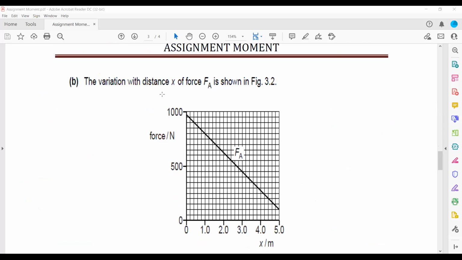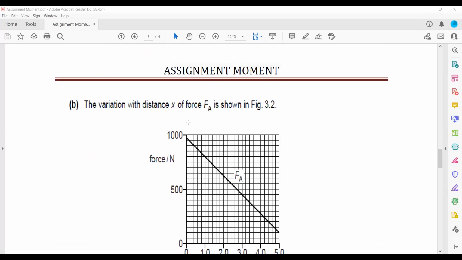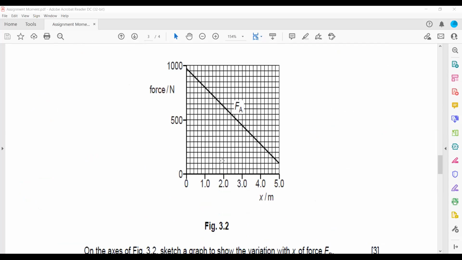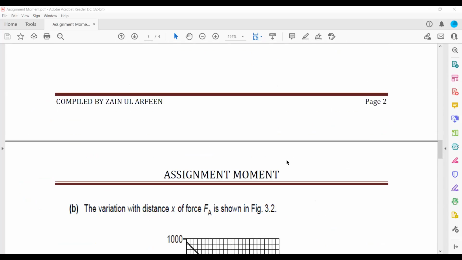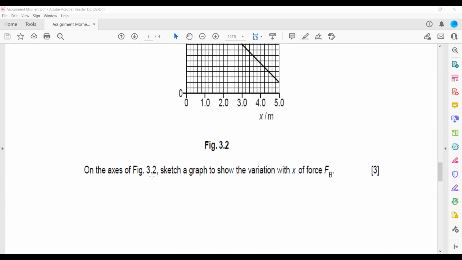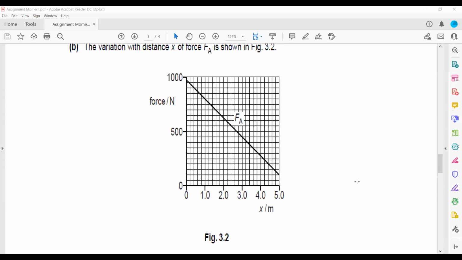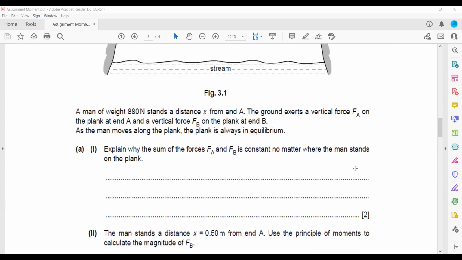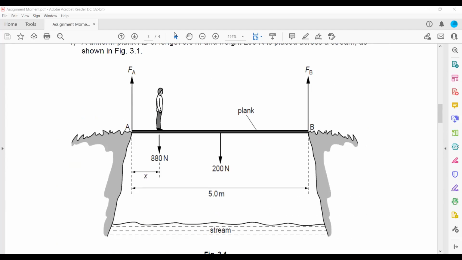They mention the variation with distance x of a force as shown in the figure. So F is varying with the distance. As you can see, the x is basically the distance of the man from the end A. On the axis, sketch a graph to show variation of FB. Because we know that total upward force equals total downward force, the sum of FA plus FB should be equal to 1080 Newton. So we have to complete this graph.